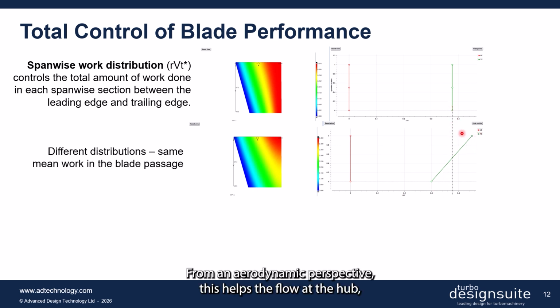From an aerodynamic perspective, this helps the flow at the hub, and it is typically recommended for axial rotor and stator configurations. But in rotor-only applications, particularly open axial propeller fans and pumps, this may lead to increased velocities at the shroud and high diffusion, and is also associated with high leakage losses.